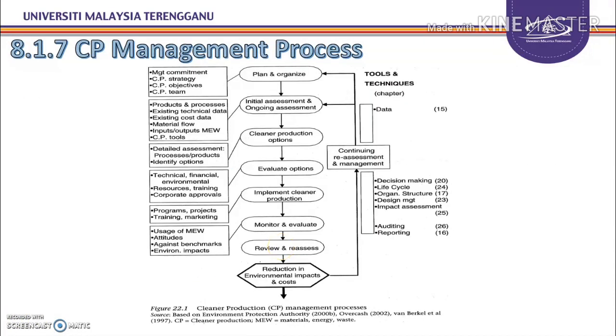Okay, this flow chart shows a cleaner production management process. The first thing in this process is to start with plan and organize. Before embarking on any cleaner production strategy, it is important to obtain senior management support and commitment, and to seek approval for the necessary resources of people and funds.